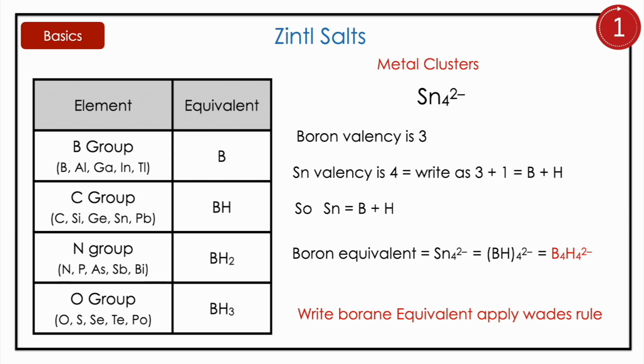Then the Zintl salts. What is special about them? It is like a heteroborane but with a metal cluster. Here Sn4 2 minus is given. Tin valency is 4, which is the equivalent of boron plus hydrogen. Why? Boron valency is 3, hydrogen is 1. That's why it equals tin. So if you substitute it, you have the boron equivalent. Then apply Wade's rule.